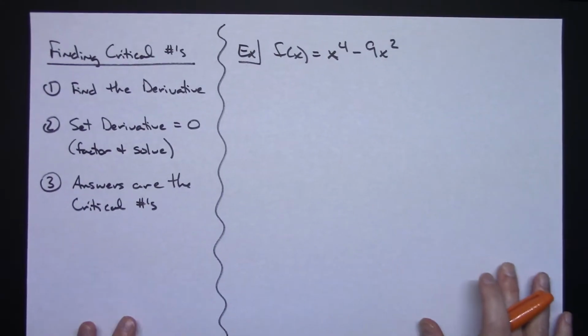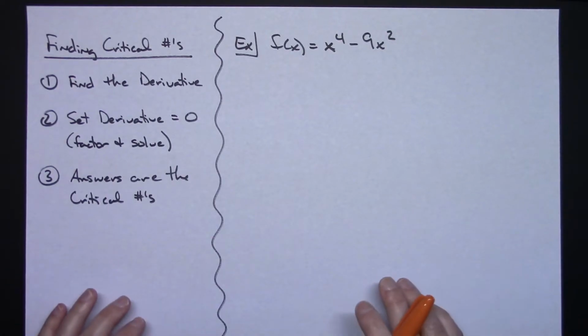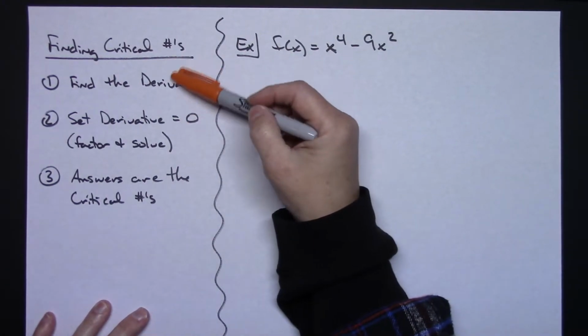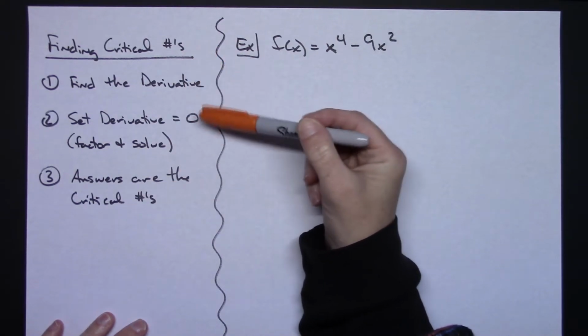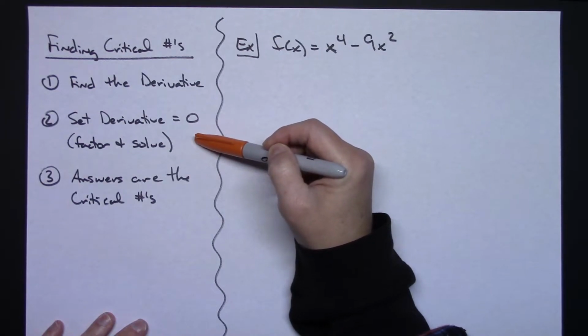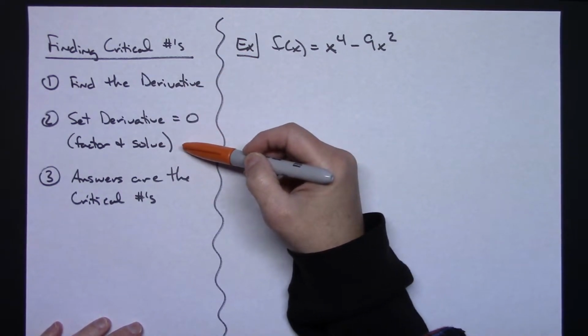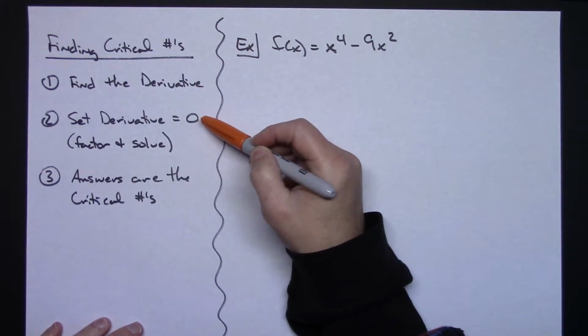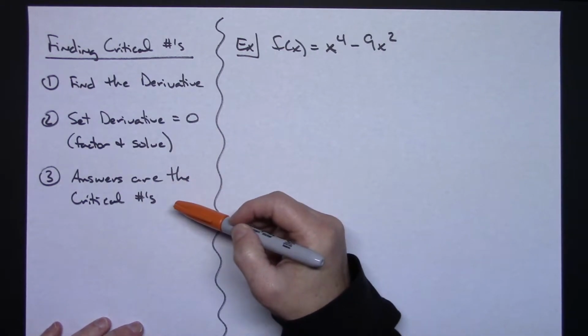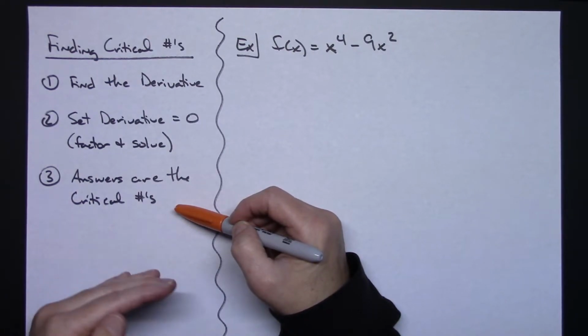Now let's work out maybe 3 examples showing you how to algebraically find those critical points, assuming that we do not have a picture of the graph. I've summarized what we're going to do here. We take our function and find the derivative. We then set that derivative equal to 0, and hopefully it factors nicely and you can solve. Regardless, you set that derivative equal to 0 and attempt to solve. Then these answers are going to be your critical numbers.